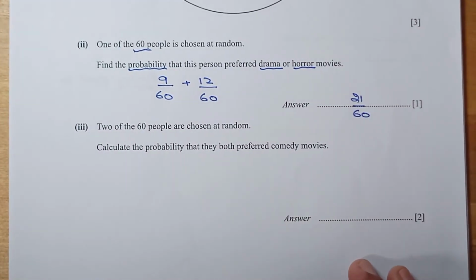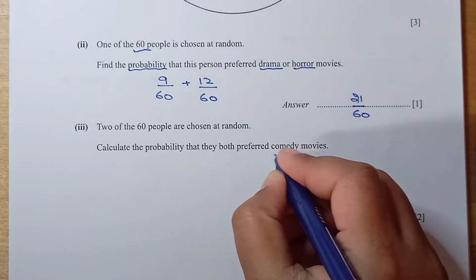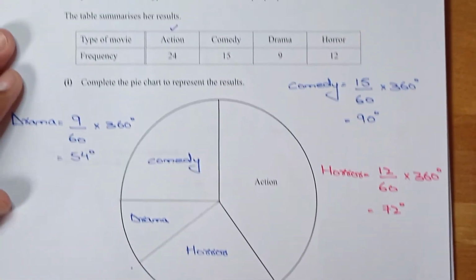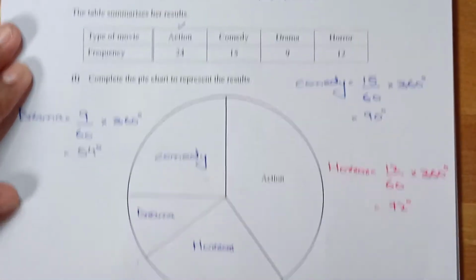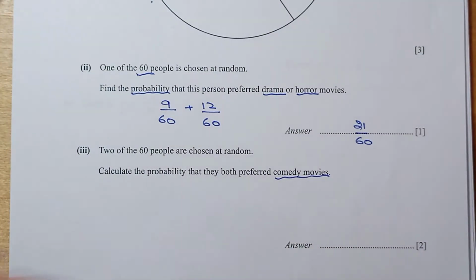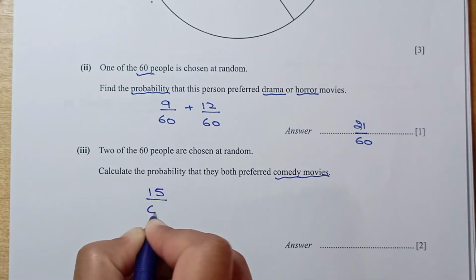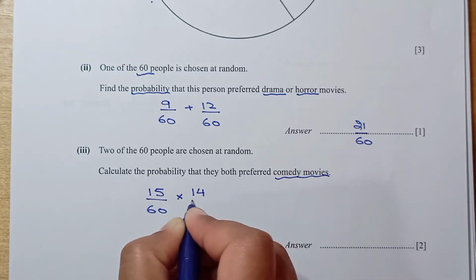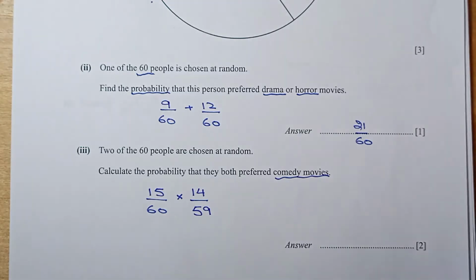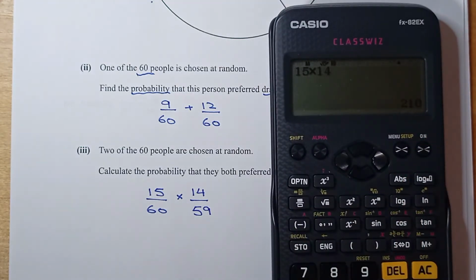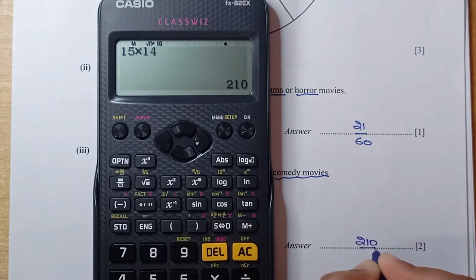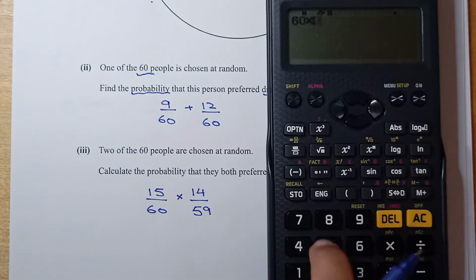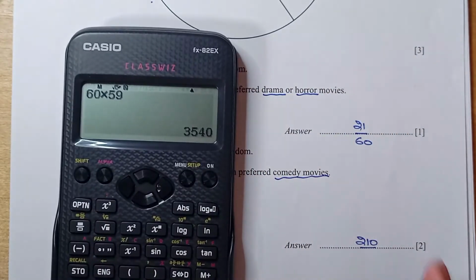Now for the third part, 2 of the 60 people are chosen at random. Calculate the probability that they both preferred comedy movies. Both preferred comedy movies. So first we need to find the frequency. The frequency for comedy movie is 15. If the first person preferred comedy, the frequency is 15 out of 60, times, if another person preferred comedy, now 14 comedy people would be left, and the total left would be 59, right? Now 15 times 14 is 210 over 60 times 59. This is 3,540.